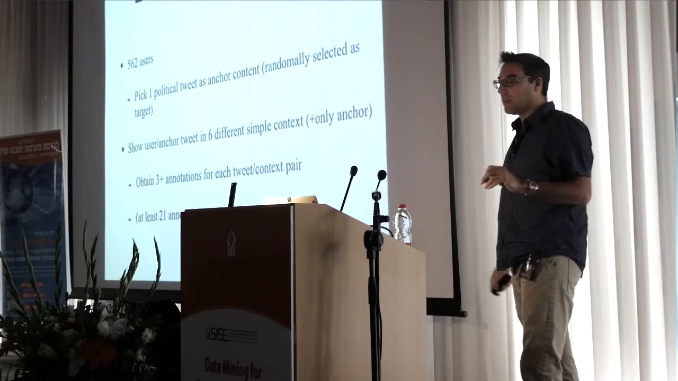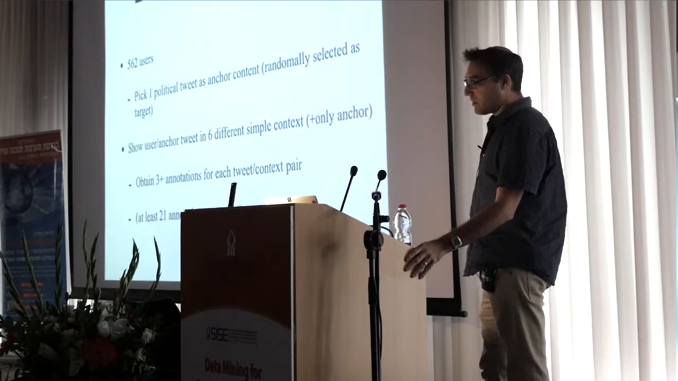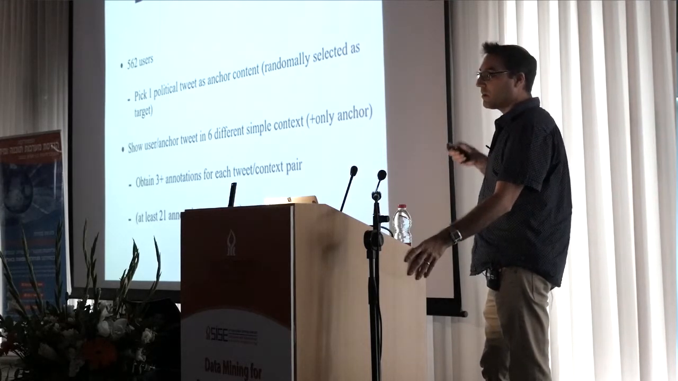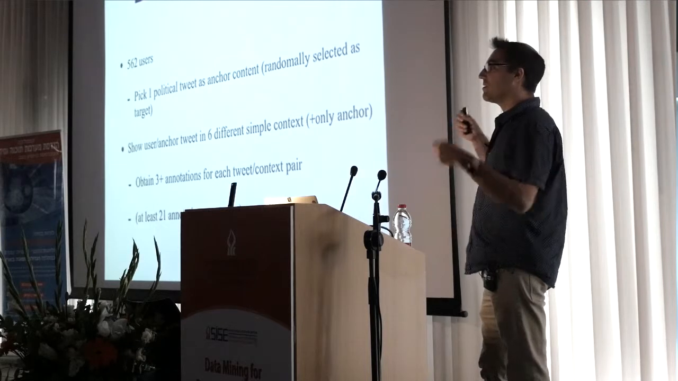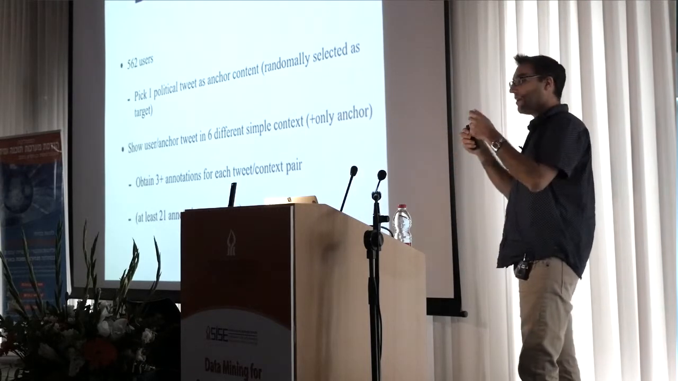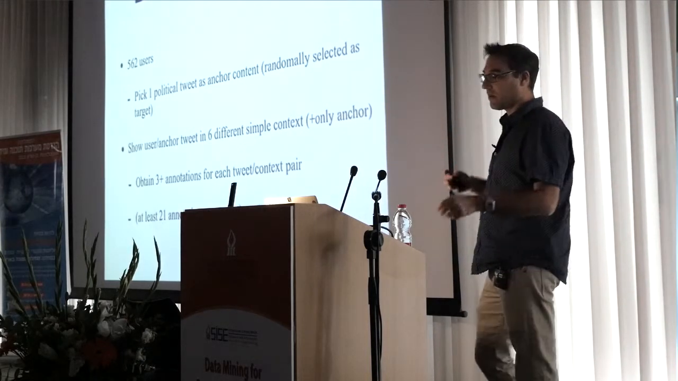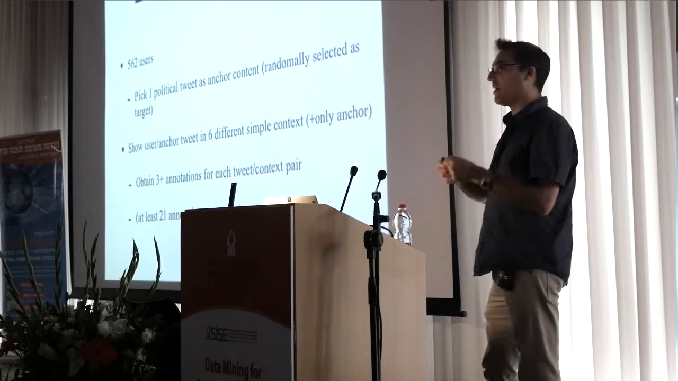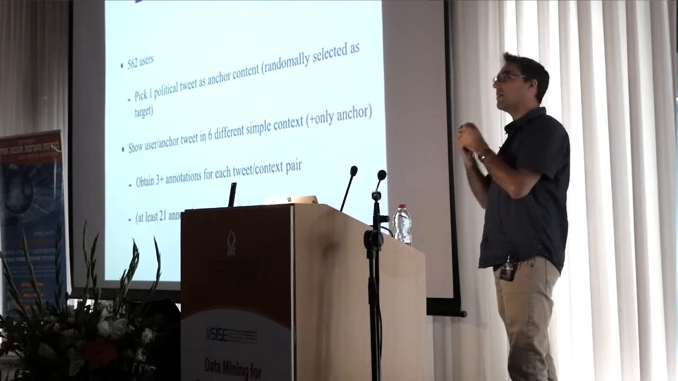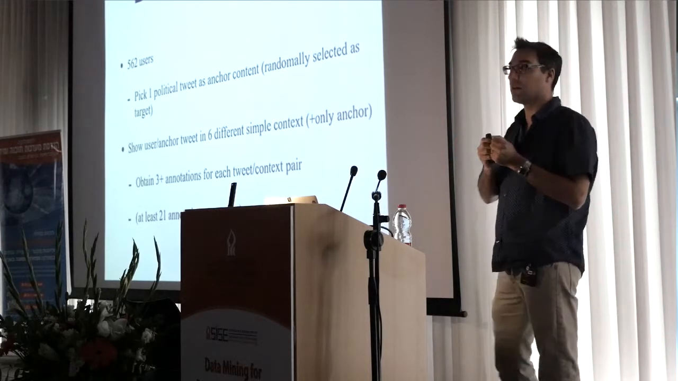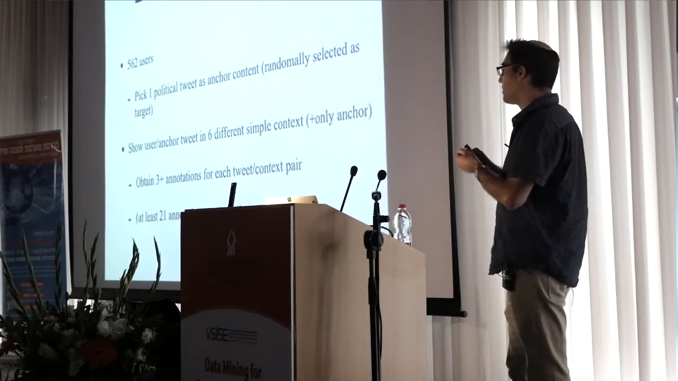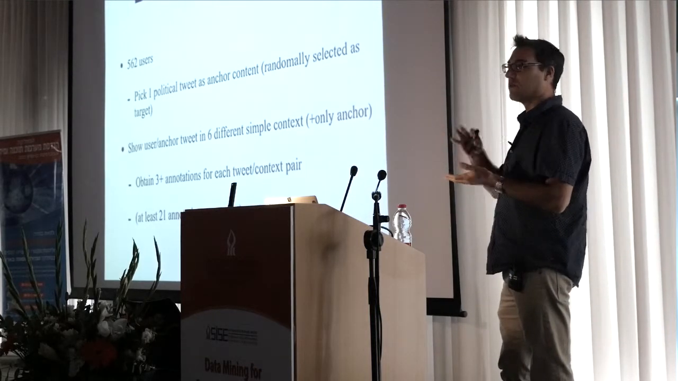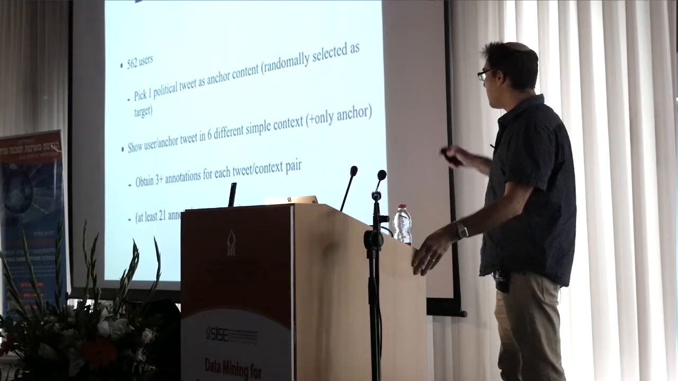So just about the setting, we use about 500 users, 562. We pick one political tweet as an anchor tweet, which is the tweet we present to everyone. And then we pick a few different contexts. We have different annotators. Basically, each pair of context and anchor tweet got at least 3 annotations, which means every anchor tweet actually got at least 21 annotations. We also had a development set, and we had a test set.